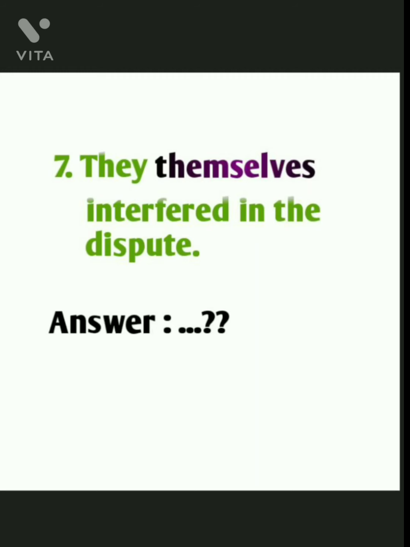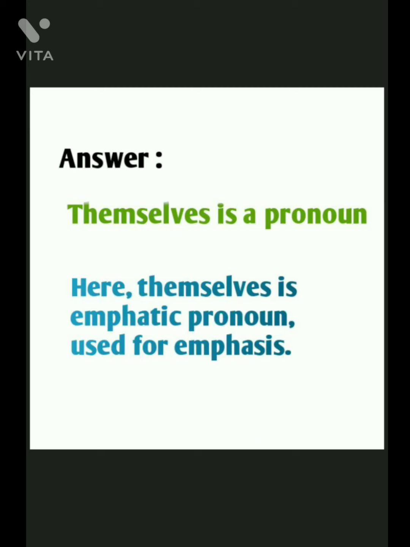So, moving to the next sentence, they themselves interfered in the dispute. Here we have to identify the part of speech of the word themselves. Okay, instead of noun, what do we use? Think in that way. So, themselves is a pronoun. And remember, this word themselves is an emphatic pronoun because it is used for emphasis. Otherwise, we already have a pronoun they in the sentence. So, again, after using they, we are using themselves. That is to stress on them that they can do the work by themselves.